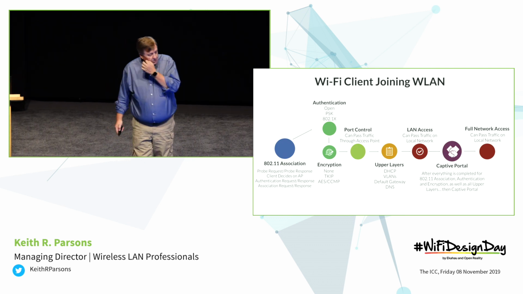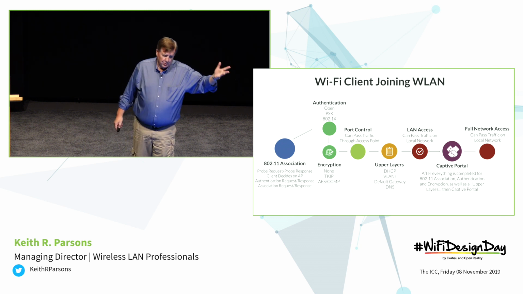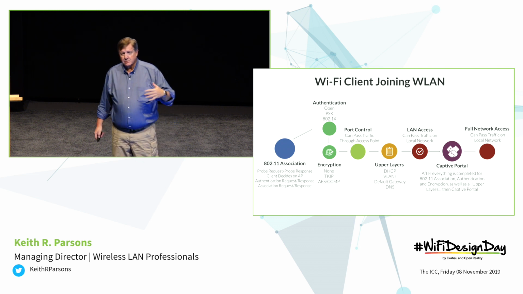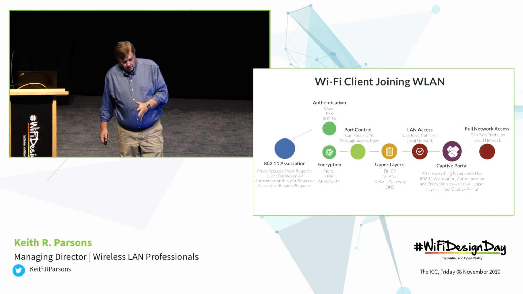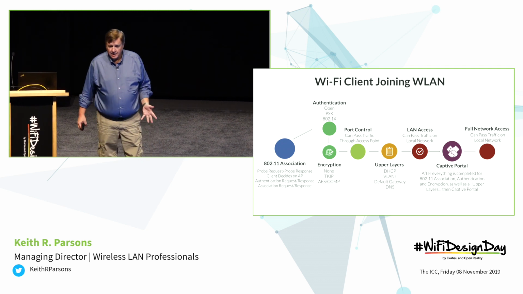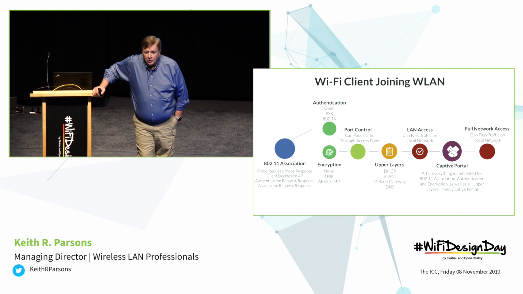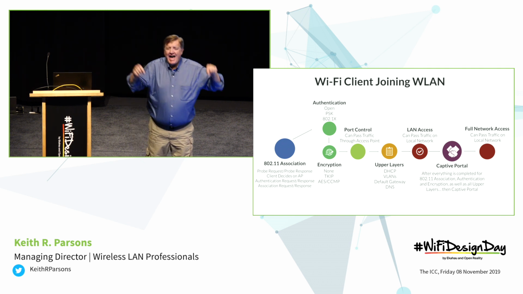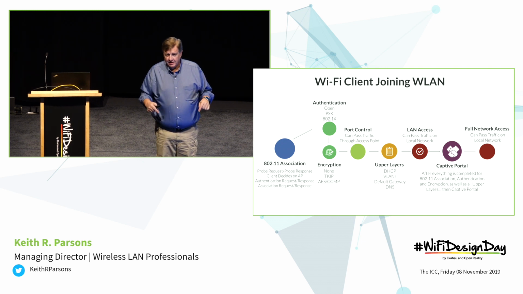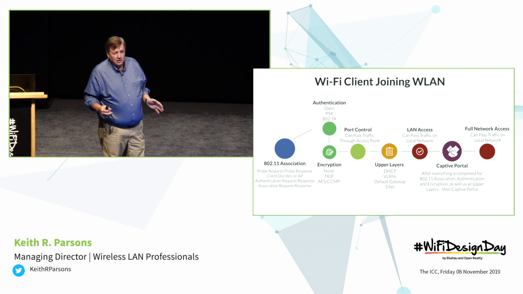One last one before we go. If a client associates, then it's going to go through authentication, open, or .1x, or PSK. After that, it will hit a control port, and then it gets upper layers, and then it can pass traffic over the LAN, and then we get a captive portal. Pause for effect. Captive portal is the last step of Wi-Fi. Our users think it's the first step. If you get a captive portal, Wi-Fi works.